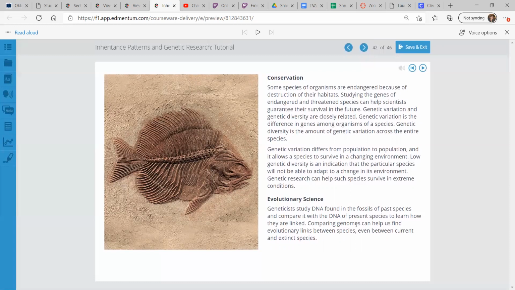Geneticists study DNA found in the fossils of past species and compare it with the DNA of present species to learn how they are linked. Comparing genomes can help us find evolutionary links between species, even between current and extinct species.